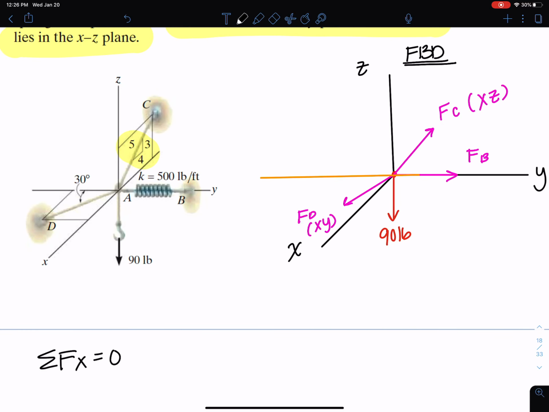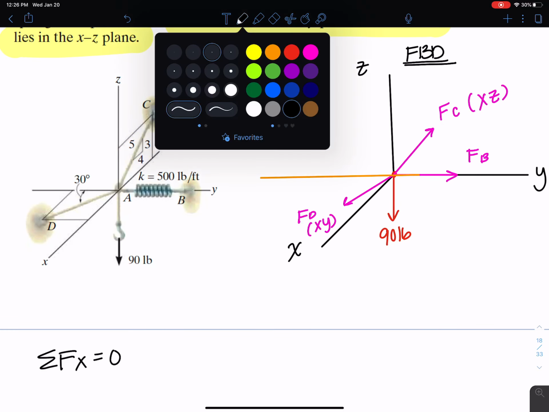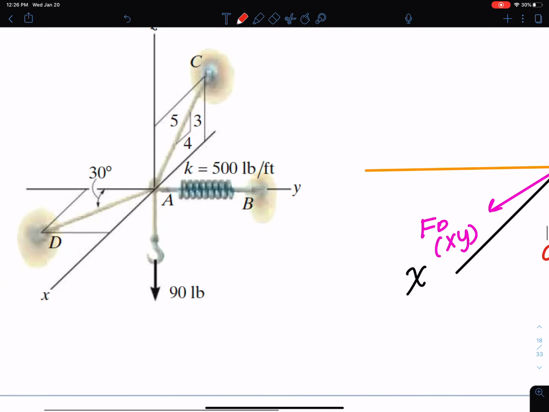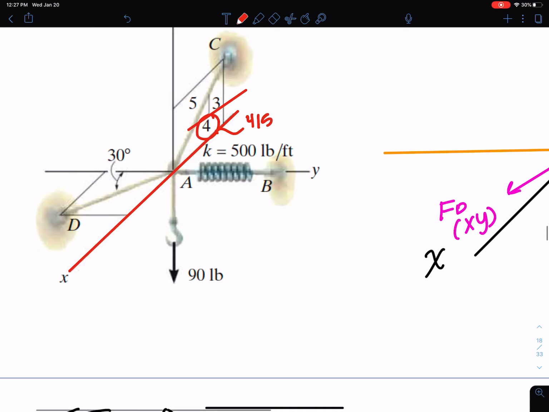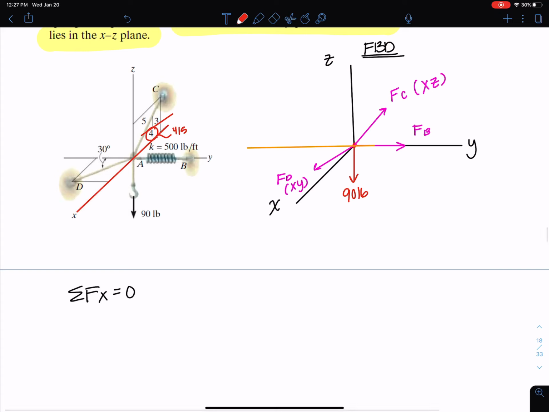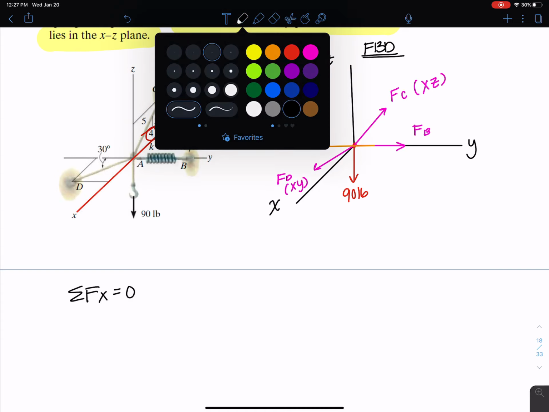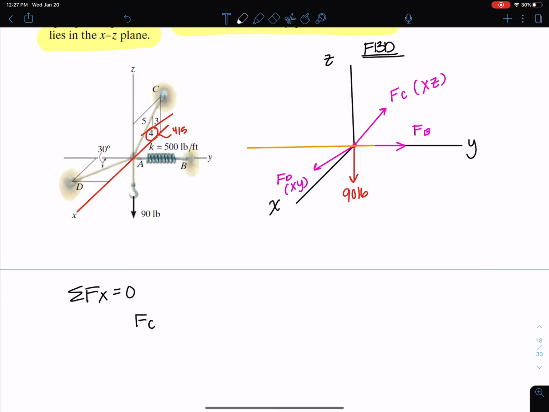So the x direction there is going to be the direction which acts in line with the x-axis. I'm going to get rid of the highlight so I can show you how to pick which direction. So this is the x direction. I'm going to draw it in red right here. And so I want the component in this direction, and that component is the 4/5. So for the sum of forces in the x, I'm going to write FC times 4/5. And of course, if this is the positive x, this component is going in the negative x, so it's negative.